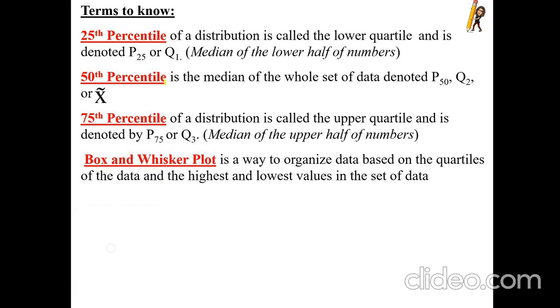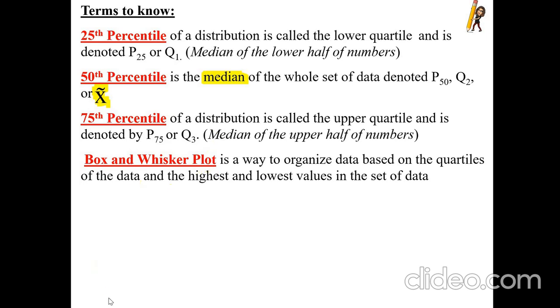So I'll grab my highlighter. 50th percentile is the same thing as the median. It can be represented as P50, Q2, or X with a little tilde above it. The 75th percentile is going to be the median of our upper half of numbers, so that will be represented as P75, Q3, any one of those options.